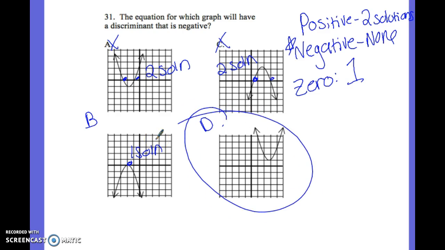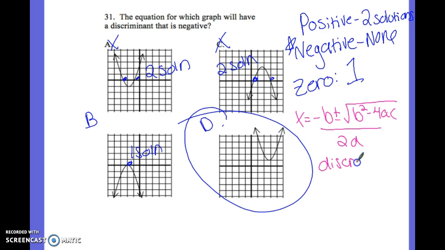Make sure you know all of those for the test tomorrow. And let's just go over the quadratic formula one more time, where x equals negative b plus or minus the square root b squared minus 4ac all over 2a. And your discriminant is your b squared minus 4ac, and it tells you all of that.